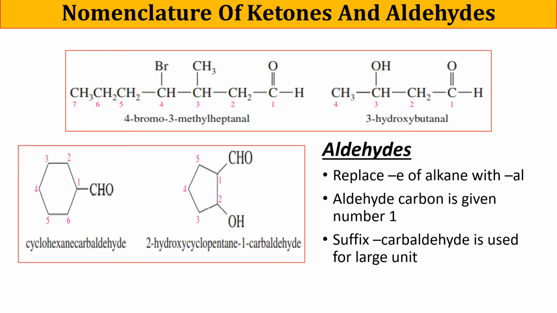3-hydroxybutanal, 4-bromo-3-methylheptanal. Cyclic aldehyde examples include cyclohexanecarboaldehyde or 2-hydroxycyclopentane-1-carbaldehyde. Notice in 3-hydroxybutanal, the aldehyde group is at the end of the chain, so the carbonyl group of the aldehyde is given priority number 1. And there is a hydroxyl substituent on carbon number 3. So the compound name will be 3-hydroxybutanal. Butane, why? Because the compound has 4 carbons.